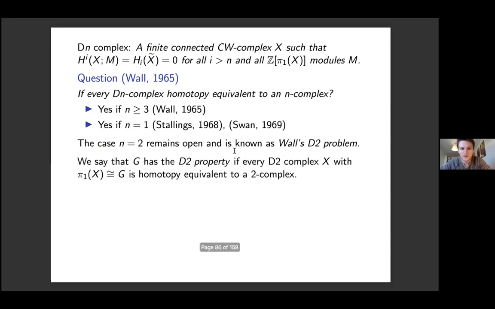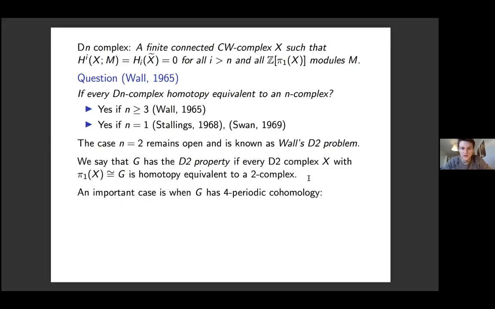One way to talk about Wall's D2 problem is with the following definition. We say that a group G has the D2 property if every D2 complex X whose fundamental group is G is homotopy equivalent to a 2 complex. So with this definition, Wall's D2 problem basically just says: does every group G have the D2 property? There are no known examples of a group which doesn't have the D2 property. It's conjectured that there will be one, but people haven't really been able to find one. And it's been, I guess, nearly 60 years now.